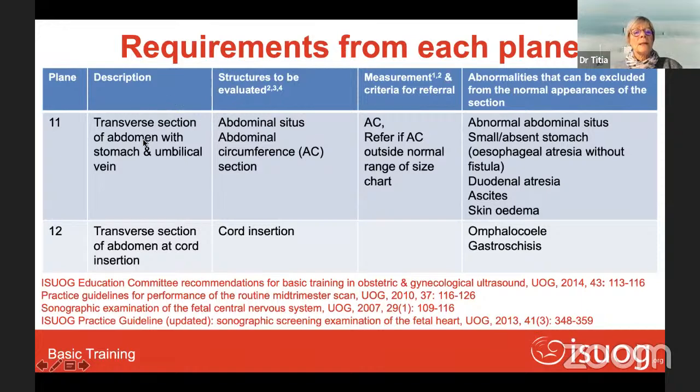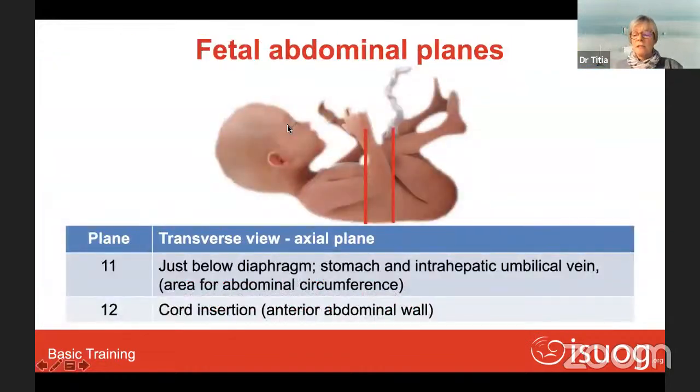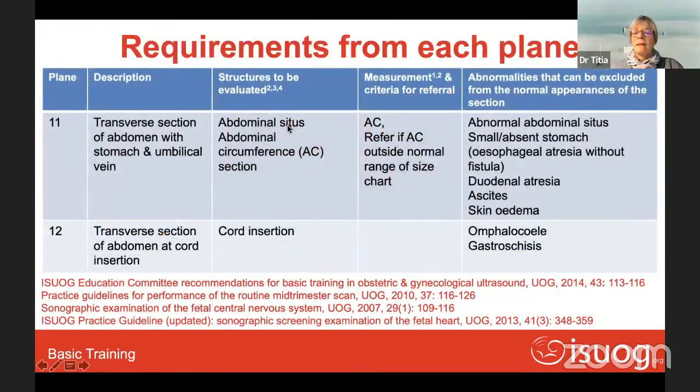Well, plane 11 is a transverse section across the stomach and the umbilical vein. And what's one of the most important things here? You can determine the abdominal situs, and you can measure the abdominal circumference. And you have to know what the criteria for the abdominal circumference are. And then, which abnormalities can you diagnose or exclude?